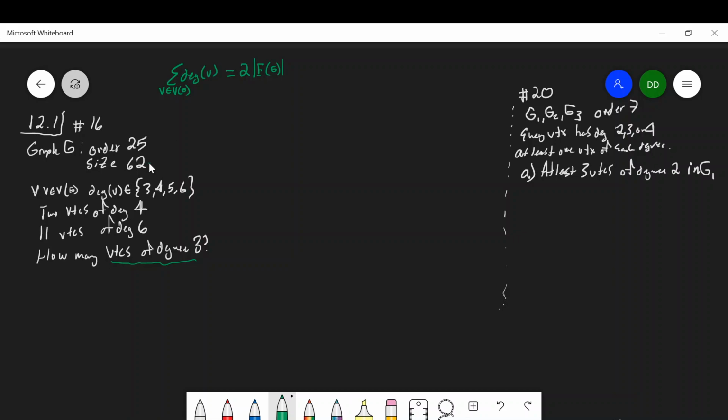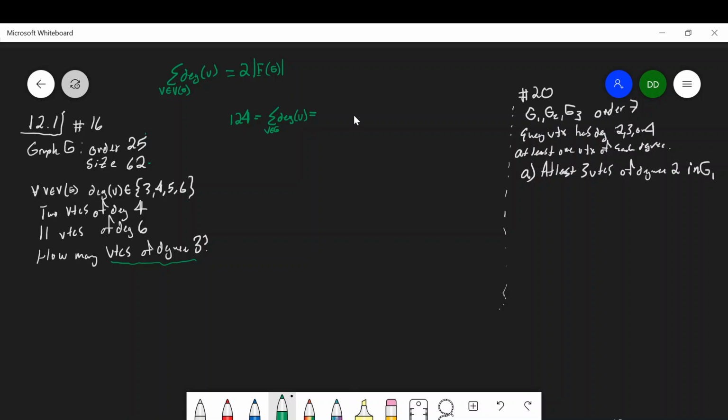Here the size of the graph is 62, so when I add up all the degrees, I should get 124. So 124, twice the number of edges, is equal to the sum of the degrees over all vertices in the graph. It's order 25, so I know there's a total of 25 summands here. And I can split this up in terms of the degrees since I already know some information about the number of vertices of degree 4 and degree 6. So let's go ahead and get those in there.